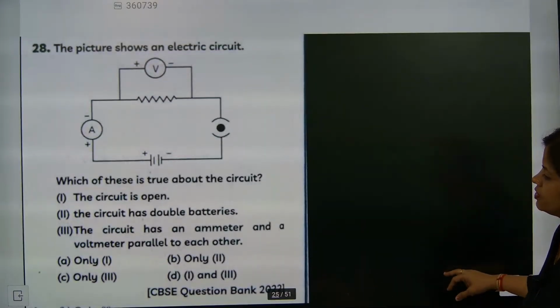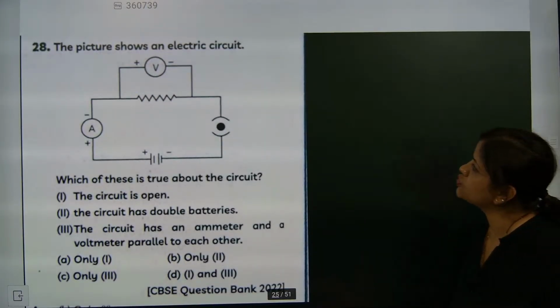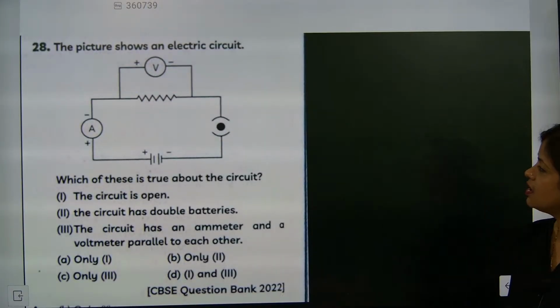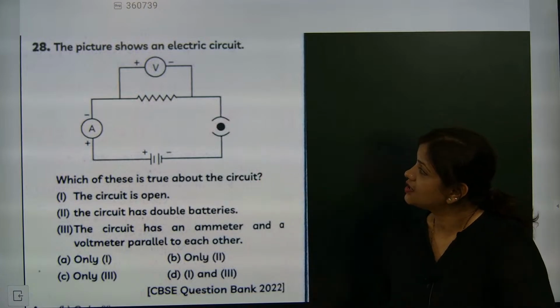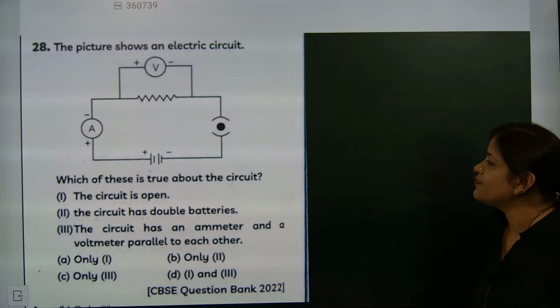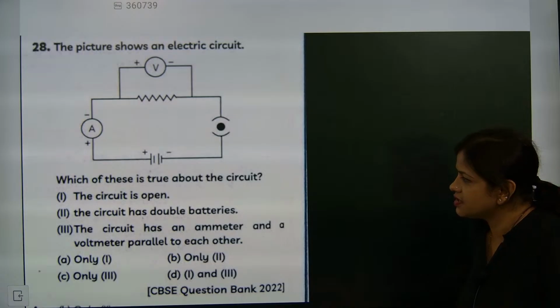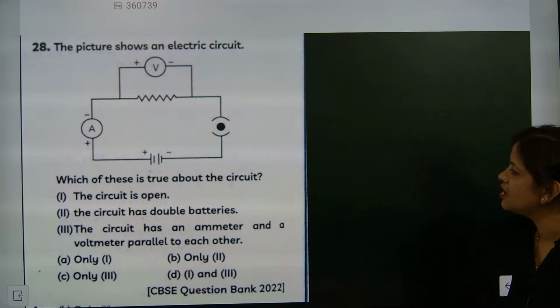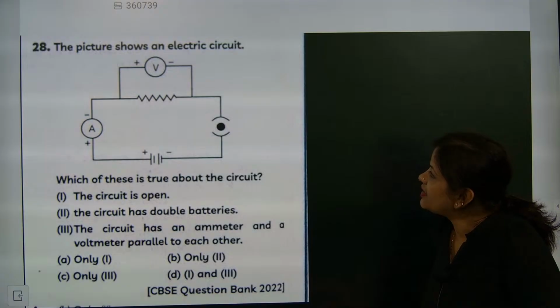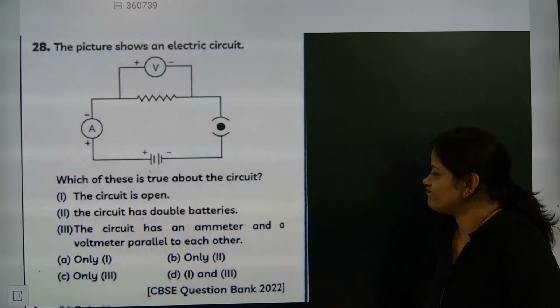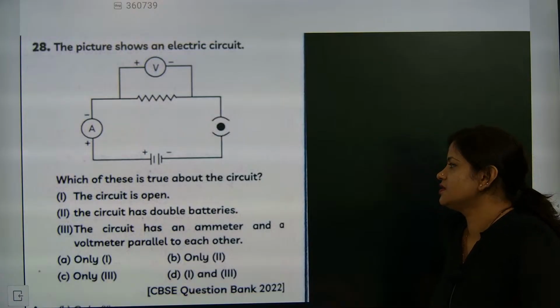Good. Super. No beatings. In the picture shown as an electric circuit, check this one out. The switch is so small here. Now come on, go for it. They're asking which of these is true about the circuit. The circuit is open. No. The circuit is not open. The circuit is closed. The circuit has double batteries. The circuit has an ammeter and a voltmeter parallel to each other.